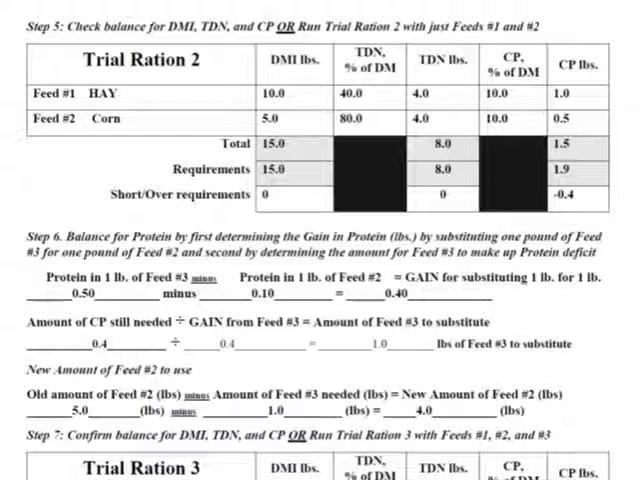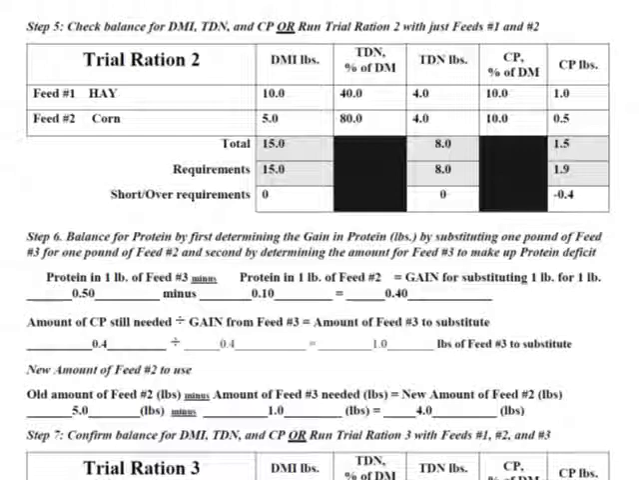Corn, 5 pounds, 80% TDN. I divide that by 100, I got 0.8 pounds of TDN for every pound. I multiply by my 5 pounds. That's going to give me 4 pounds of TDN. So 4 pounds plus 4 pounds gives us 8 pounds. That matches our requirement. So the difference between total provided in the pile and the requirements is 0.